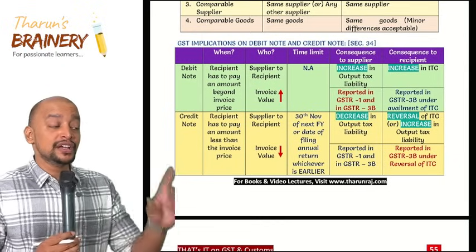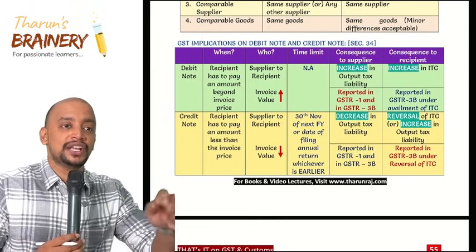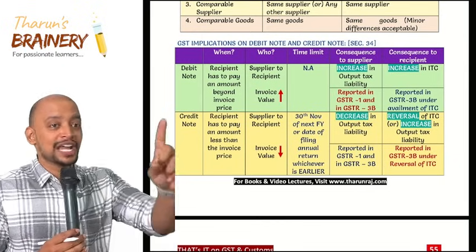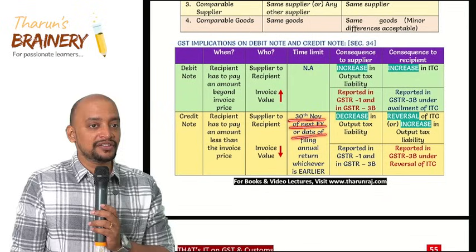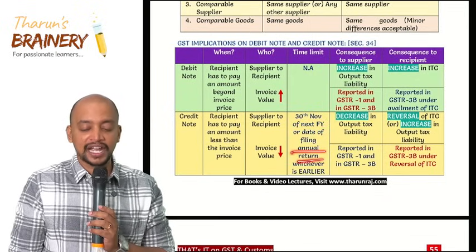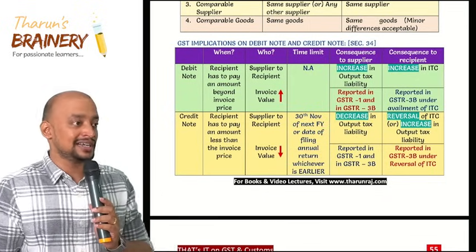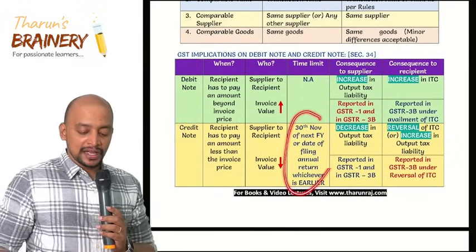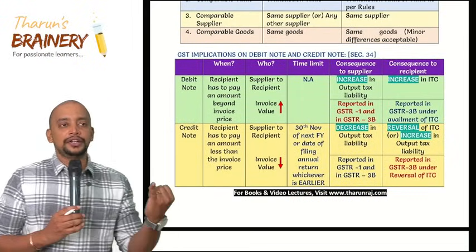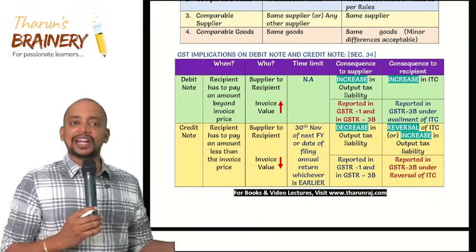But credit note leads to reduction in liability, meaning loss of revenue to the government. So a time limit is there. What is that time limit? 30th November of the succeeding financial year or date of filing annual return, whichever is earlier. There are a few places where this same time limit applies. So that is the time limit for availment of ITC, input tax credit.